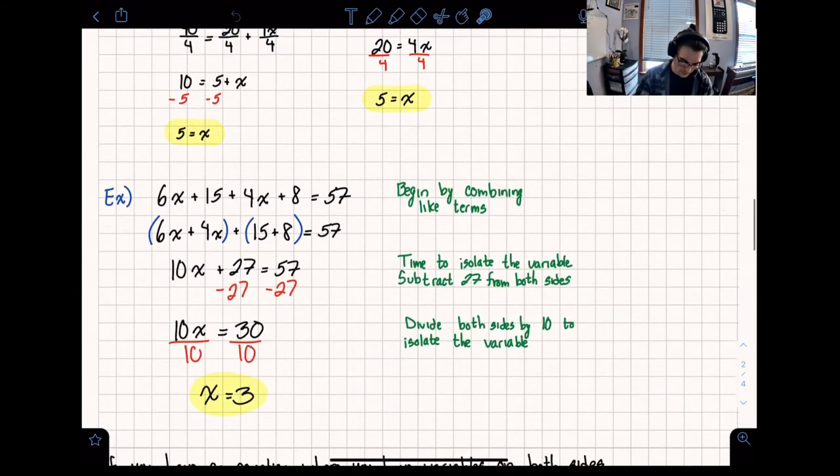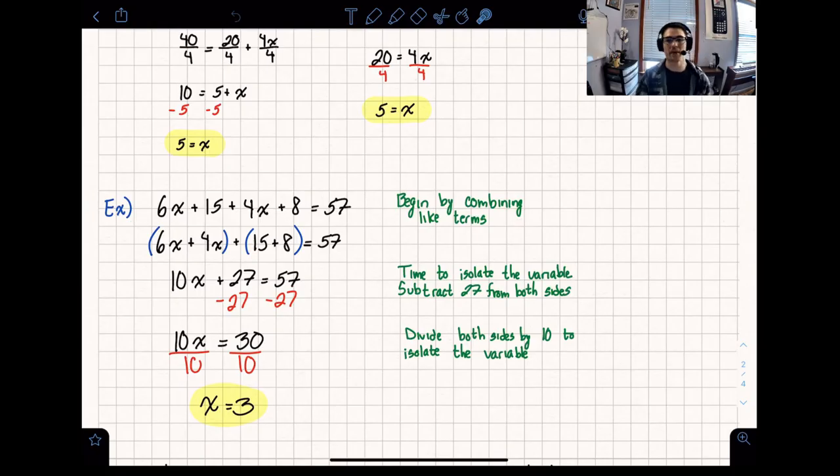All right, so here I have another example, and this one's a little bit bigger, but just because it's bigger doesn't mean it's any more difficult. 6x plus 15 plus 4x plus 8 equals 57. We have variable terms with coefficients all over the place, and we have constants all over the place here.